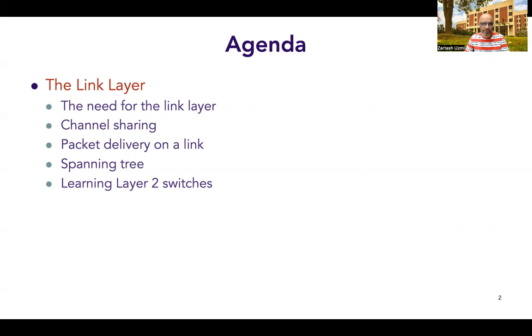We have used, every one of us has used Wi-Fi. This runs over the shared channel, many users trying to access the same shared resource over the air. We will talk about the packet delivery on the link and spanning tree. How is it used in the link layer, local area networks? Then we'll talk about the learning in layer 2 switches.